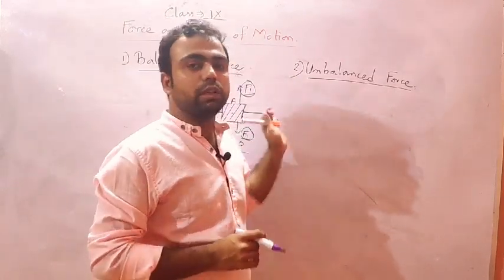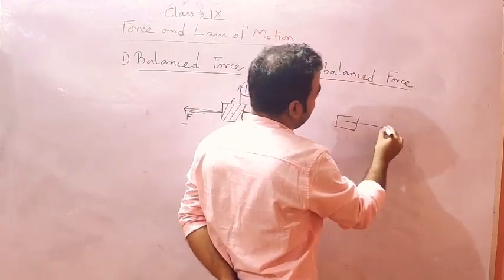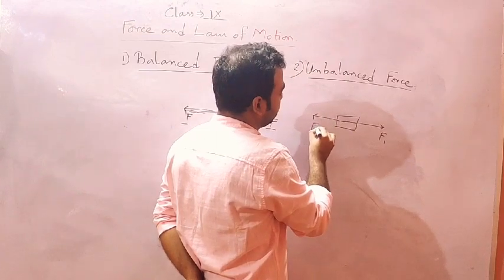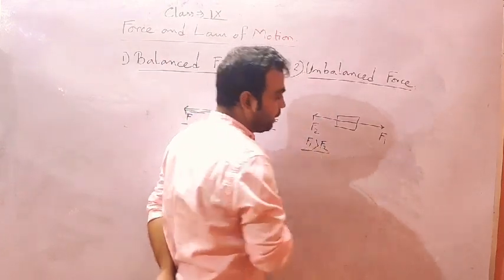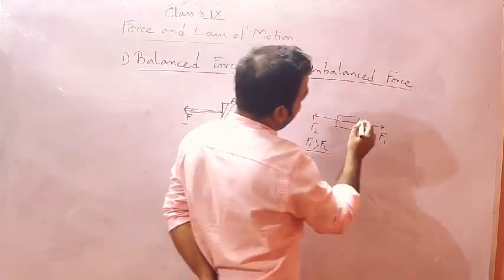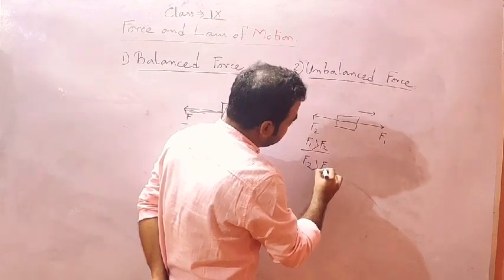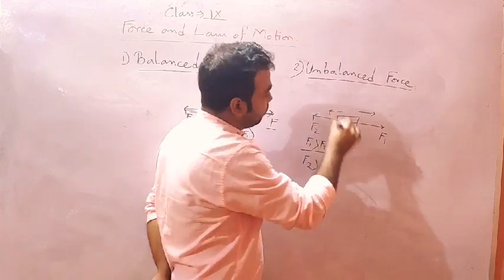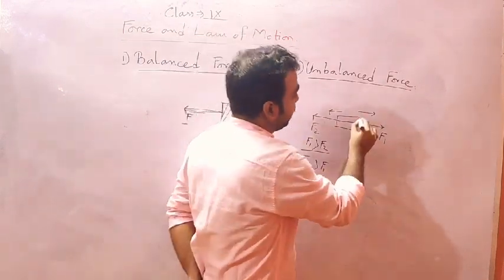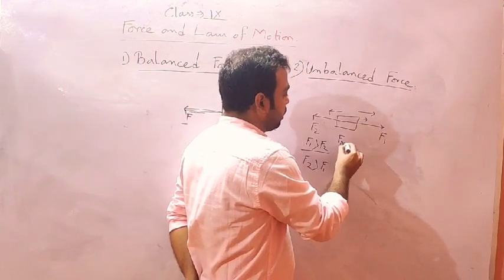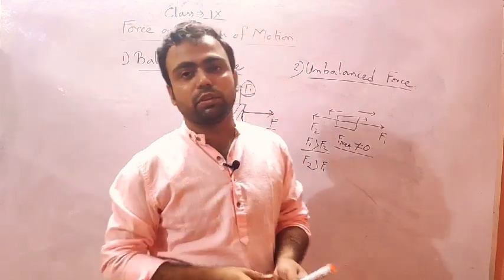Okay, and what is unbalanced force? When the net force acting on a body is not 0, that is called unbalanced force. Suppose there is also an object, a force F1 acting on the right side, and another force F2 acting towards the left direction. If F1 is greater than F2, what will happen? The object will start to move towards the right. Now, if F2 is greater than F1, then the object will start to move to the left. That means when the two forces are not equal, we get motion. That means the net force is not equal to 0. That's why it gets a motion, and this type of force is called unbalanced force.